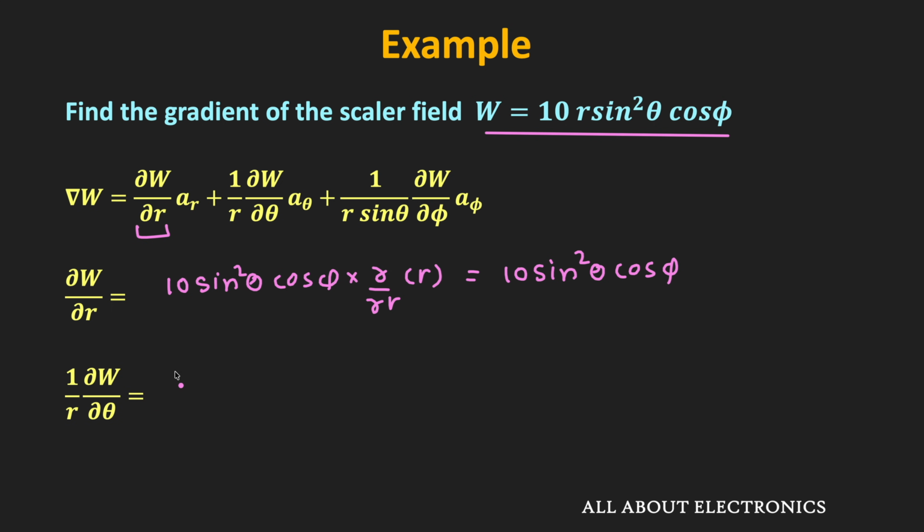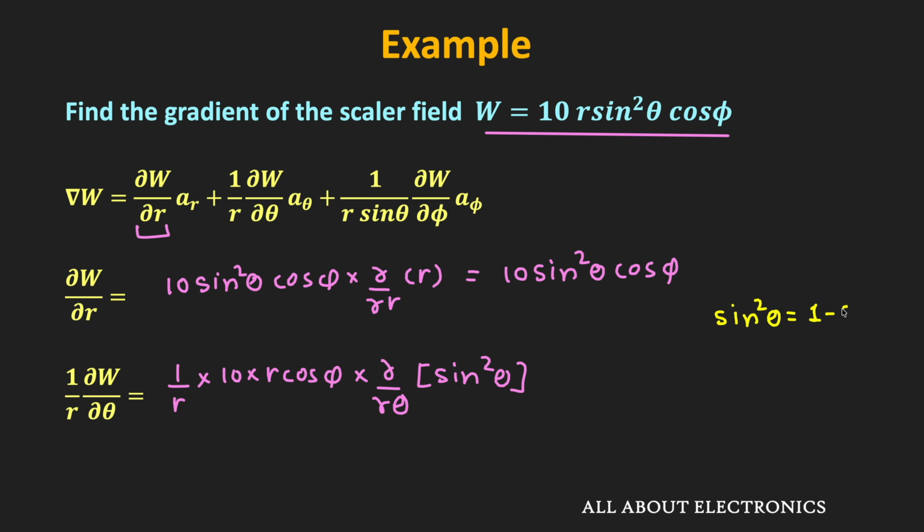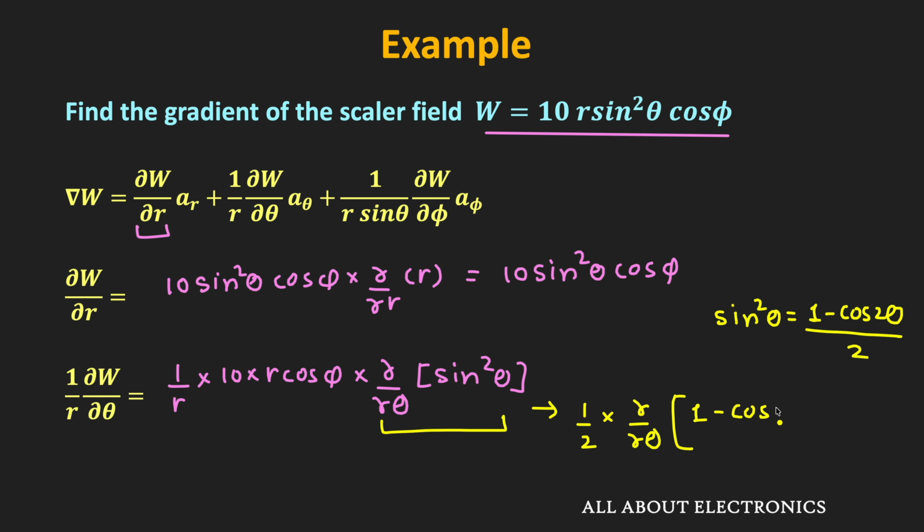The second term can be given as 1 by r times del w divided by del theta. For that, here the 10 times r cos phi are constant. Therefore, this term can be written as del divided by del theta of sine square theta. Now we know that sine square theta can also be written as 1 minus cos 2 theta divided by 2. So for this specific term, we will have 1 by 2 times del divided by del theta of 1 minus cos 2 theta.